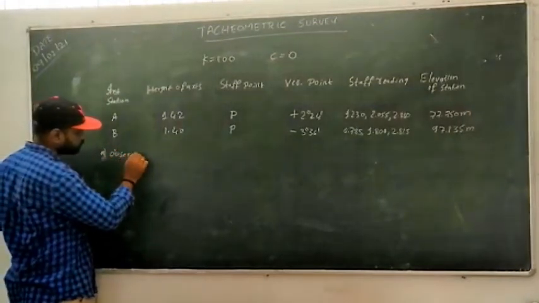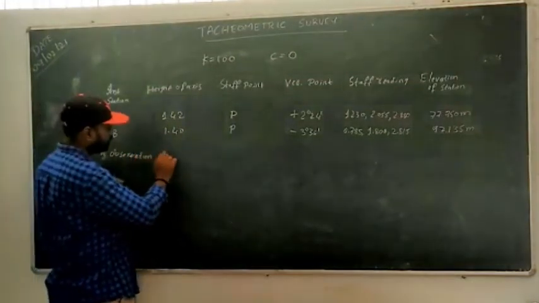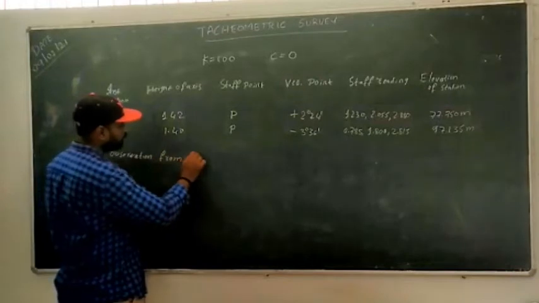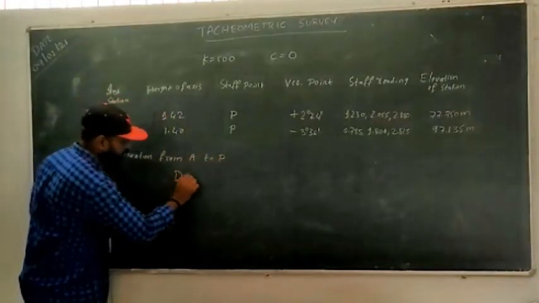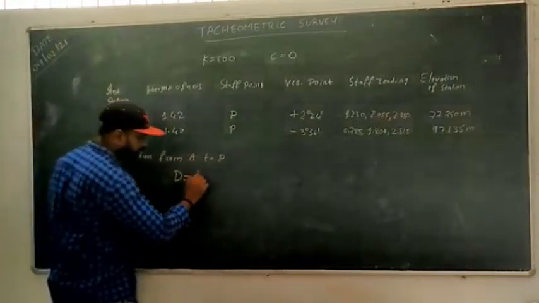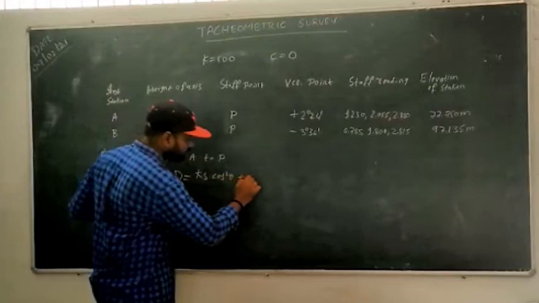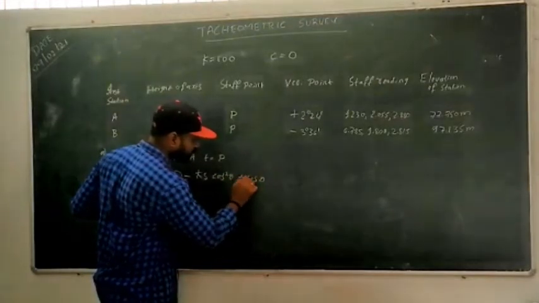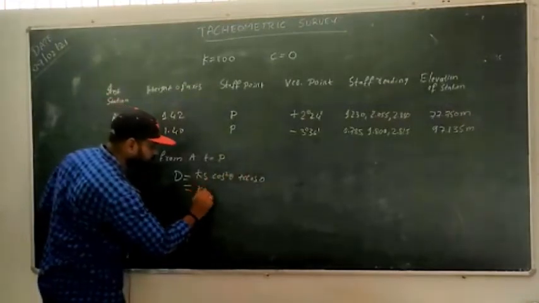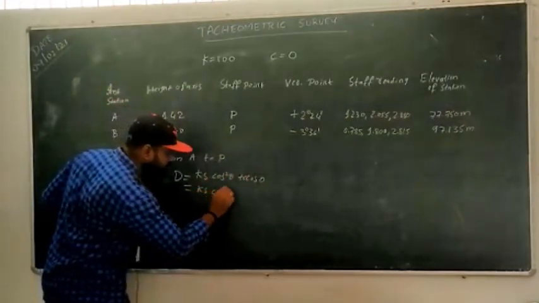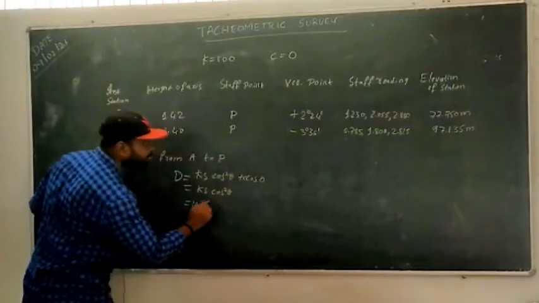Observation from A to P, okay, A to P. So here, if you are going to consider D, we already have that, that is K S cos square theta plus C cos theta, right? So here C is 0, so this entire term will be 0. So what is the equation? D is equal to K S cos square theta.